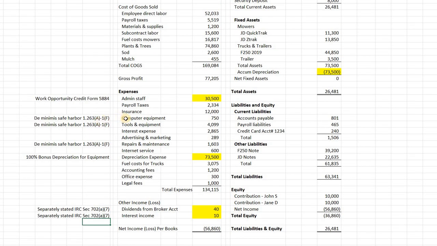The de minimis safe harbor election will apply to these small tools and equipment, repairs and maintenance purchases. The work opportunity tax credit is going to apply to these wages, right? So the $7,000 and change paid to that admin person are buried within there. And so what we'll see is that the work opportunity credit is going to factor that in, but it's also going to be a book tax adjustment for a piece of that wage component.